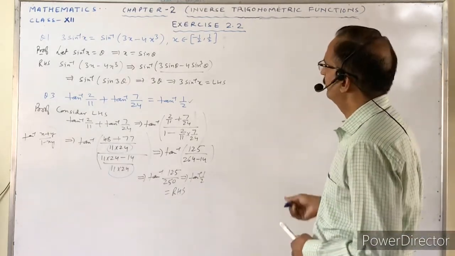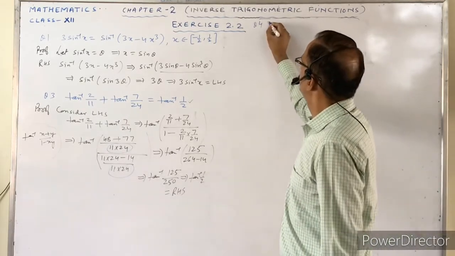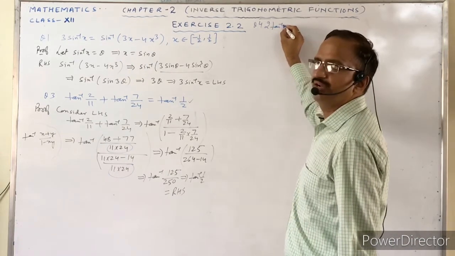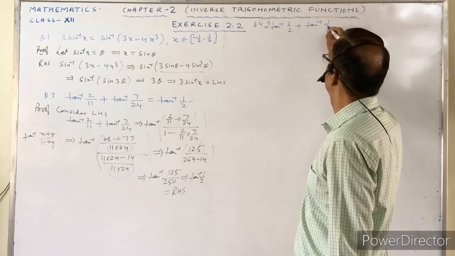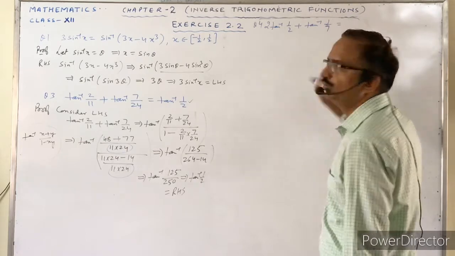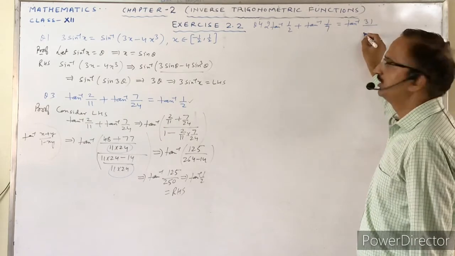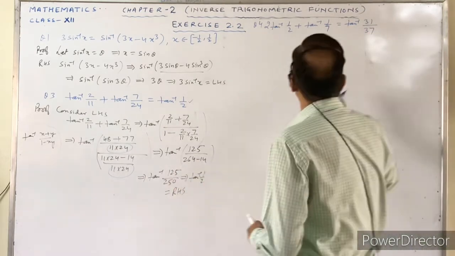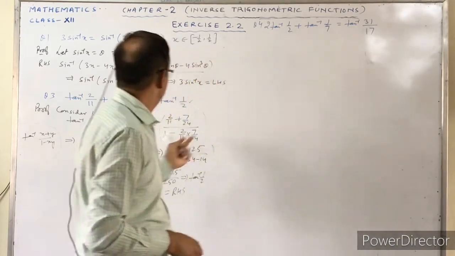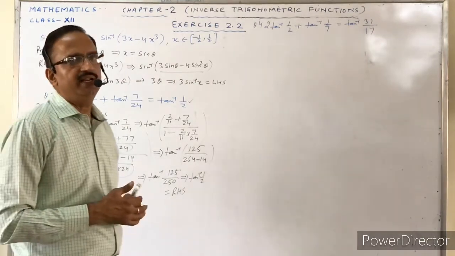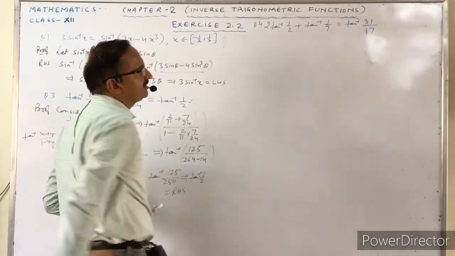Now come to the fourth question. In the fourth question we have 2 tan inverse 1 by 2 plus tan inverse 1 by 7 equals tan inverse 31 by 17. Look, this question is similar to question number 3, but there is a difference, and the difference is that here we have 2 before this tan inverse 1 by 2.